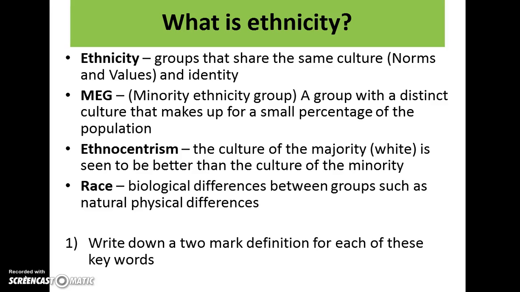It's a smaller group. We think about ethnocentrism, and this is where we look at the culture of the majority, which in this case is the white majority, is seen and treated better in many situations than the culture of the minority. So that's where we see things like racism and marginalisation of groups because they're different. There is race, which is the biological difference between different groups, like their natural physical differences. Race is part of people's skin colour, their hair type, and so on. I'd like you for each of these keywords to write down a 2-mark definition into your notes.